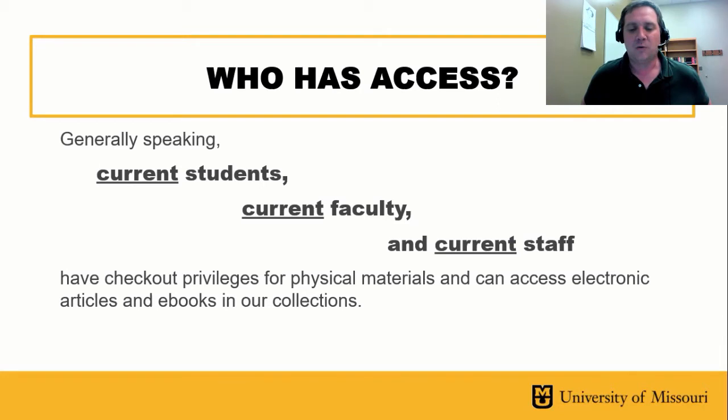There are ways in which, if you are not affiliated with MU, you can sign up to be a member of what we call Friends of the Library, and that gives you limited access to especially our physical materials. If you come here as a guest, you can use guest computers in the library and access some, but not all, of our electronic materials, so things like our databases. But generally speaking, we keep things kind of locked down to just our current affiliates, current students, current faculty, and current staff.